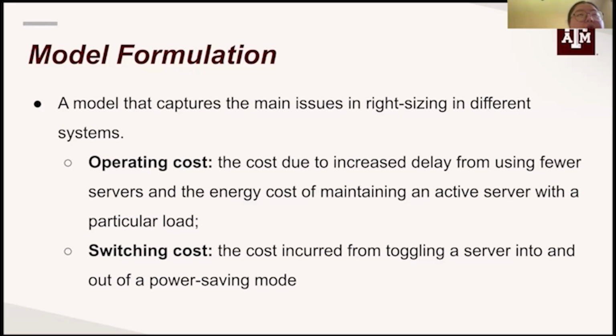Going back to our previous coffee shop analogy, we can imagine these as the cost we have to pay for potential revenue lost for being understaffed during the rush hours. And the second part, we can imagine that as the potential pay the staff will request for being overwhelmed during those rush hours. And the switching cost is defined as the cost incurred from toggling the server into and out of the power saving mode frequently.